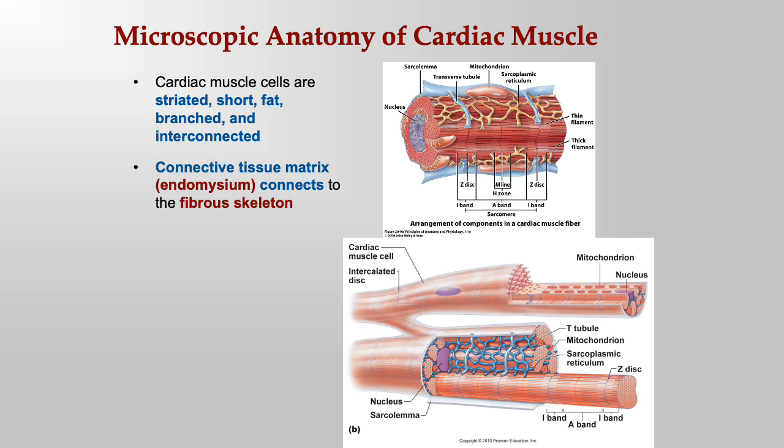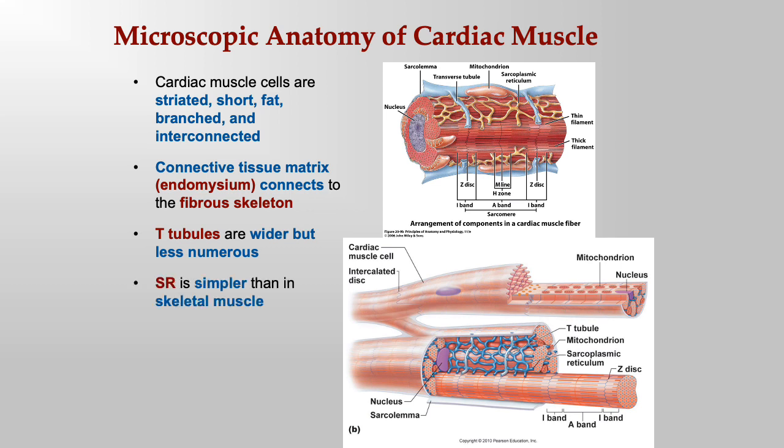There is a connective tissue matrix, the endomysium, connected to the fibrous skeleton. Remember we saw the fibrous skeleton before. That's a fibrous tissue band that basically holds all the myocardium in place. T-tubules are wider but less numerous. Remember, T-tubules are how the muscle action potential got down inside of the sarcomere. Sarcoplasmic reticulum is simpler than in skeletal muscle. And there are numerous large mitochondria, 25 to 35% of cell volume.